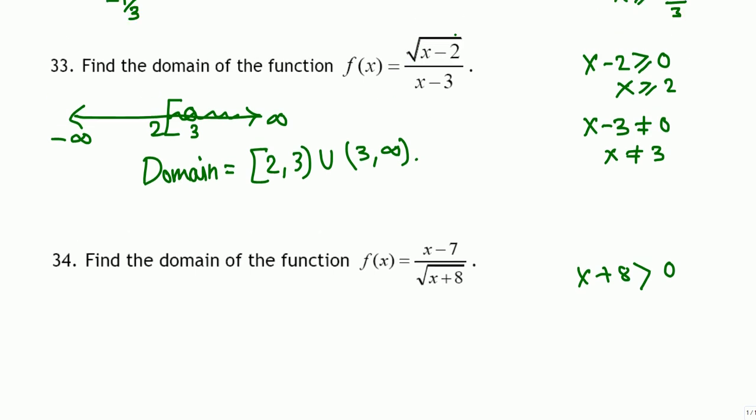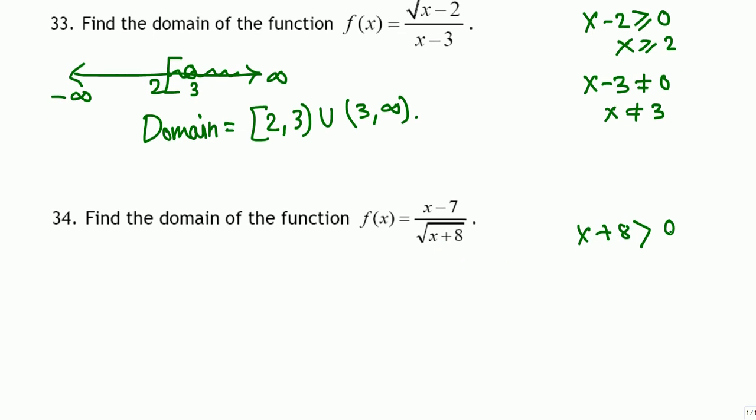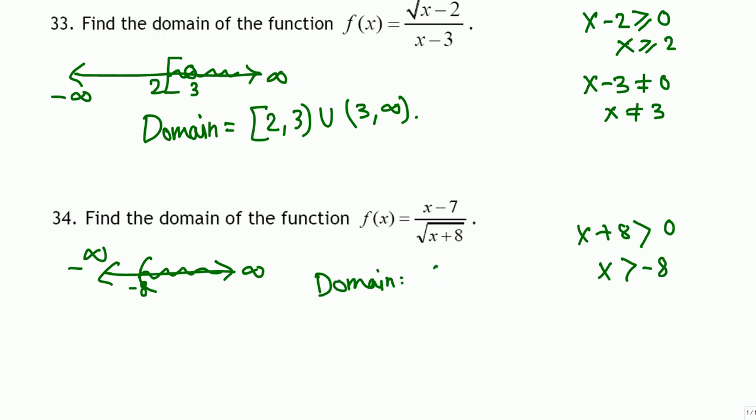Okay, it is different than the previous case. In number 33 we had a square root on the top, so 0 on the top is allowed, so x - 2 greater than or equal to 0. But we cannot have 0 on the bottom, so in this case x + 8 is strictly greater than 0. That is the same as x, subtracting 8 from both sides, greater than negative 8. So on this number line, negative 8 is somewhere here, and x is strictly greater than that, so parentheses, and so the domain is negative 8 through all the way to infinity. Final.